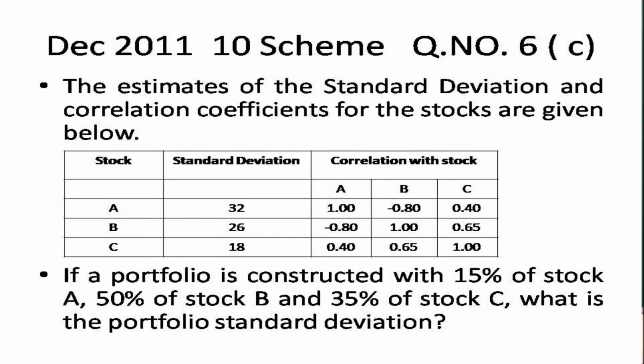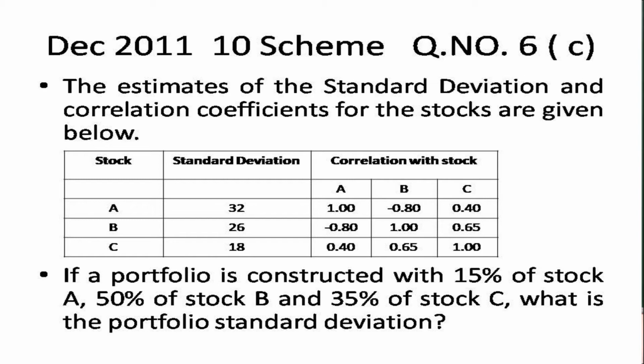So if they are given a portfolio construction of 15%, 50% and 35%, what will be the standard deviation? Portfolio standard deviation. Here they have asked us to calculate the portfolio standard deviation, that is, the risk level. Based on the data given, we are going to find the standard deviation of the portfolio. The three stocks they have given are A, B and C.